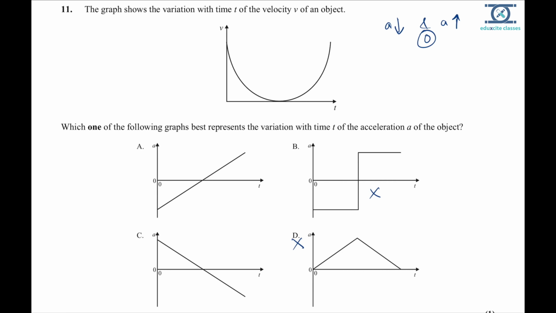Similarly, option D is also not correct. Option D says that at this point the acceleration is maximum, but acceleration is 0 at this point, so this is also incorrect. B and D are eliminated. Now we have to select between options A and C. If you see, the velocity is decreasing, so the acceleration has to be negative, so C is also incorrect. So the only option is A. Now how will you check it is the best representation? At this point the acceleration is 0, before this it is negative, and after this it is positive. So this is showing the negative acceleration and this is showing the positive acceleration. So option A is the right answer.